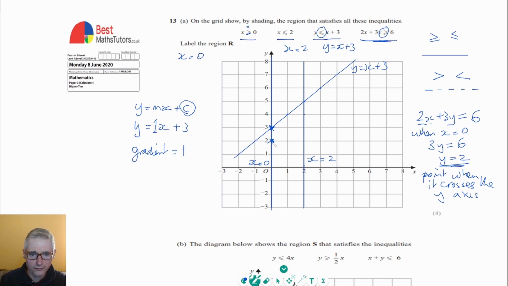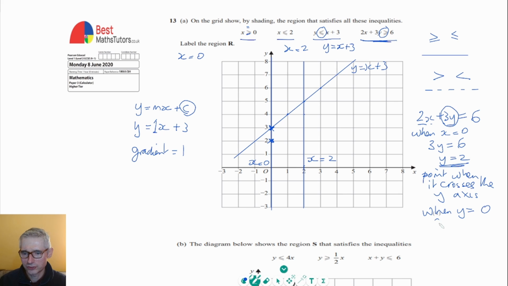So that's one point that the line's going through. And because this is a straight line, we only need one more value. So I'm going to also look at the case where I'm going to now make y equals 0. So this bit will disappear. So when y equals 0, we'll actually be crossing the x-axis this time.